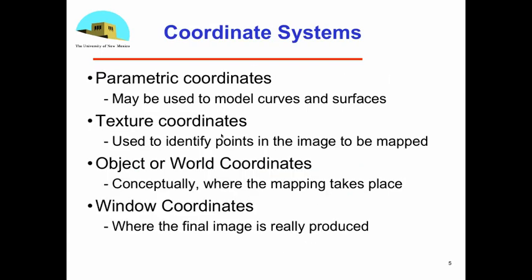Now, what else do we have? We have object coordinates, because this surface exists in a 3D space, so we have our modeling space or world space that we have to worry about. And finally, at the end, we have to worry about the coordinates of the pixels, because for each pixel we're going to have to assign a color.